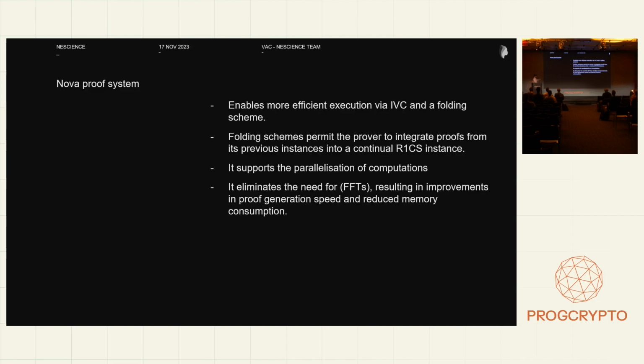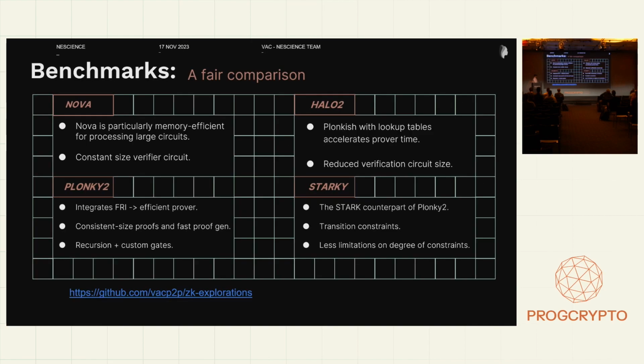Folding schemes actually permit the prover to integrate proofs from previous instances into R1CS instances. It supports parallelization, with no need for FFTs. So there is an improvement in proof generation speed, and it has very low memory consumption. To do that, you can see our repo here.